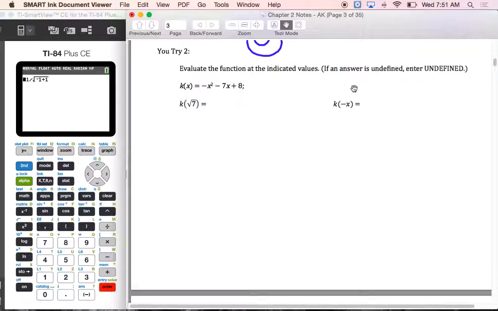Same thing for the second one here. Hit pause, come back to me. Okay, so our function is -x squared minus 7x plus 8. We have to put square root of 7 in for x.